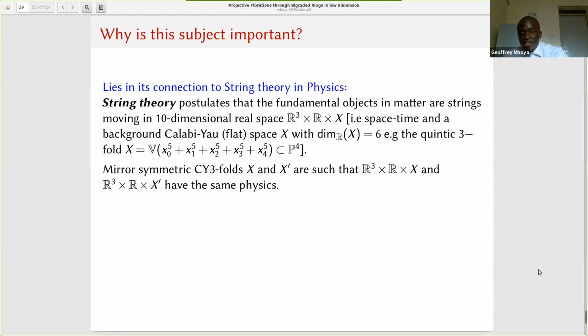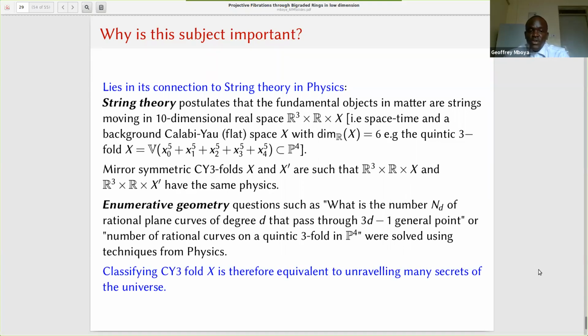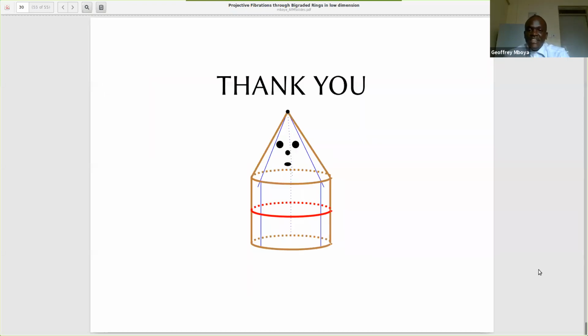So it is known from mirror symmetry, a broad branch of algebraic geometry, that whenever two Calabi-Yau varieties are related, then they have the same physics on them. So this has led to answering several enumerative geometry questions using techniques from physics. So it is important to note, therefore, that classifying Calabi-Yau threefolds is an important subject in helping unravel the main secrets of the universe. Thank you for your attendance and listening.